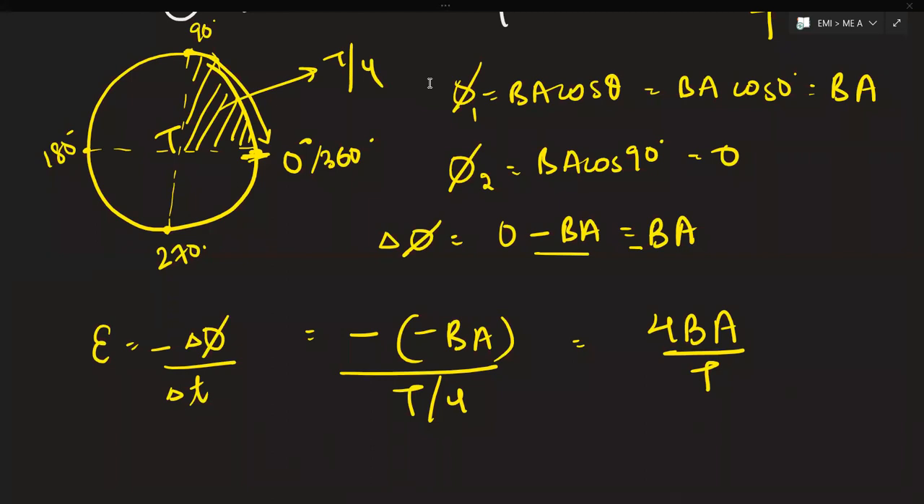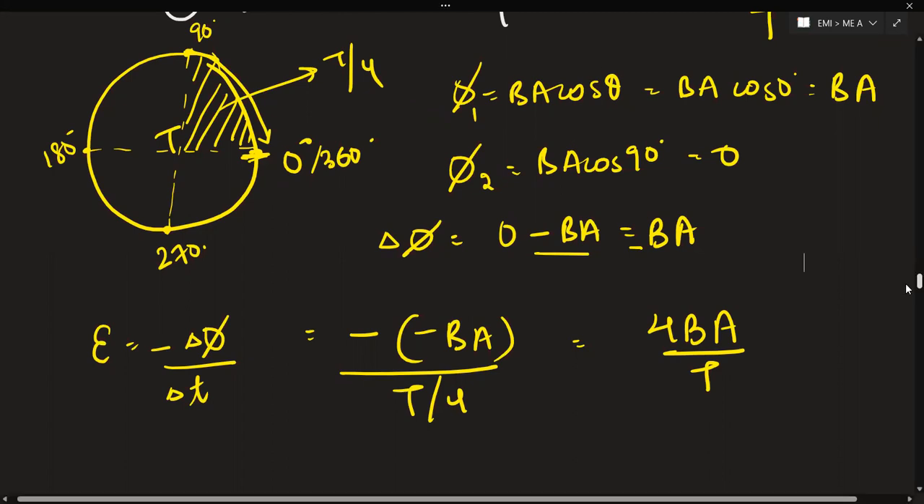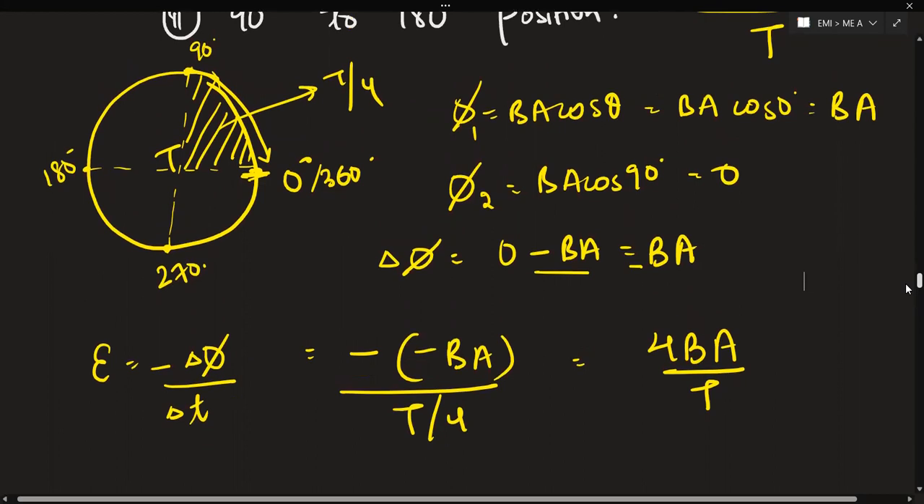Are you all able to understand this? Yes, ma'am. All right. So do one thing. This part I have done. At least send me the answers of 90 degree to 180 degree.